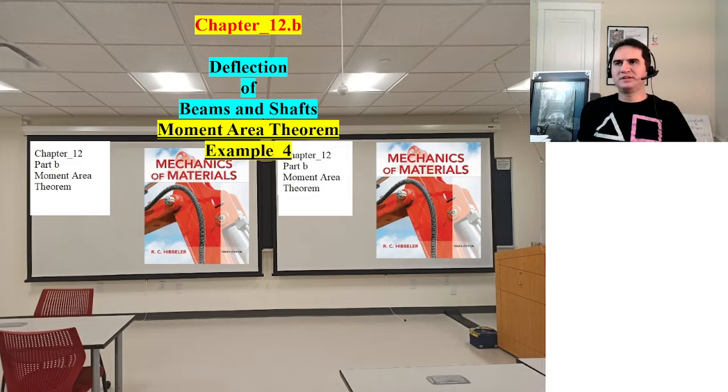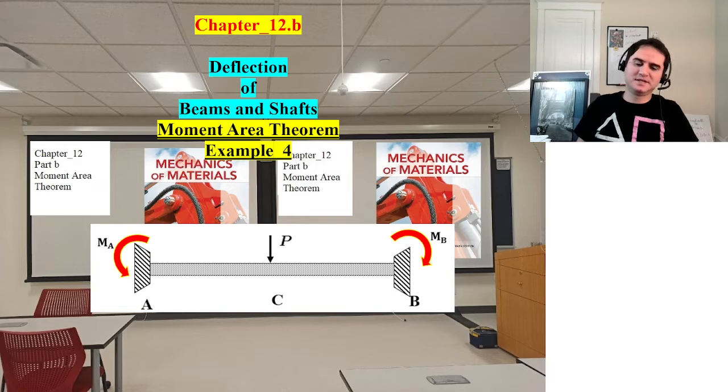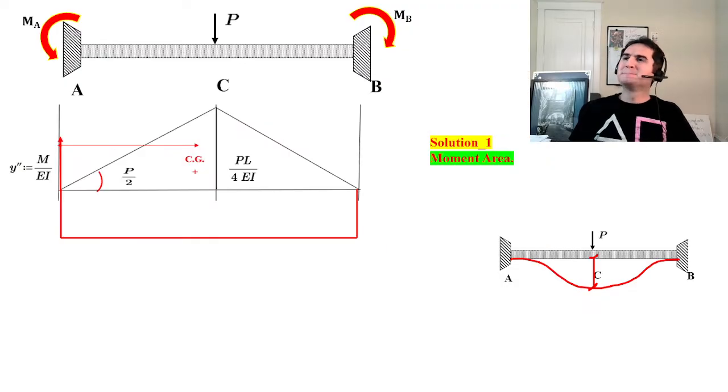Chapter 12, Deflection of Beams and Shafts, Moment Area Theorem, Part B of Chapter 12, example number 4. So let's see what we have for this example. This time we have a two fixed support beam AB.